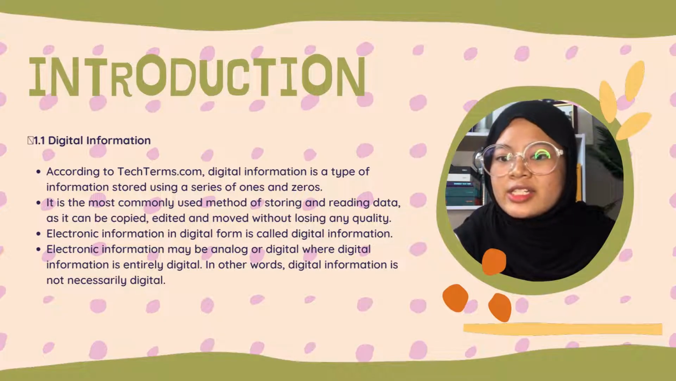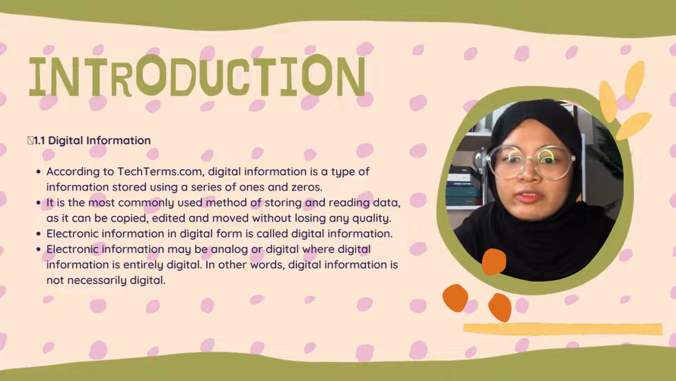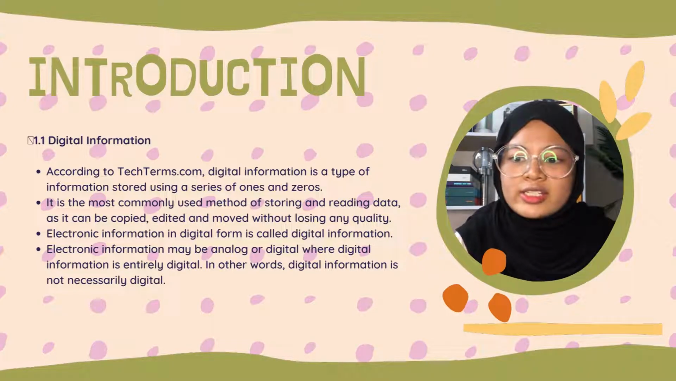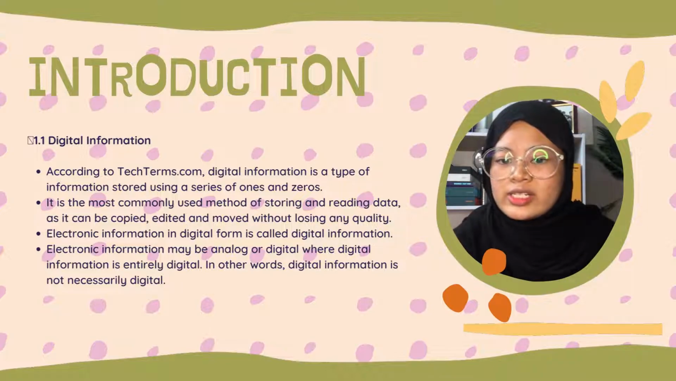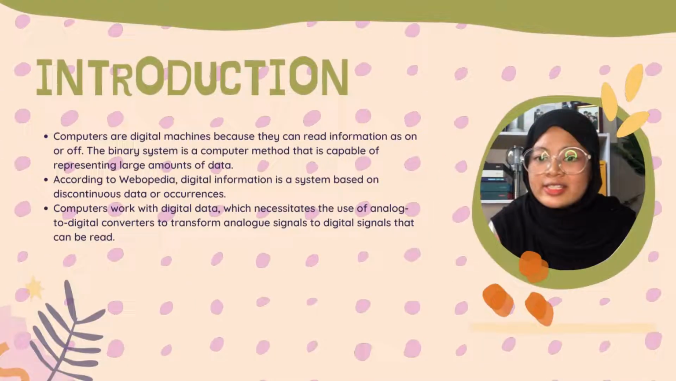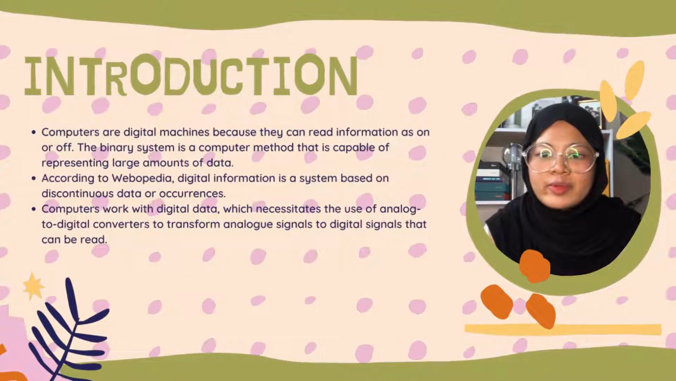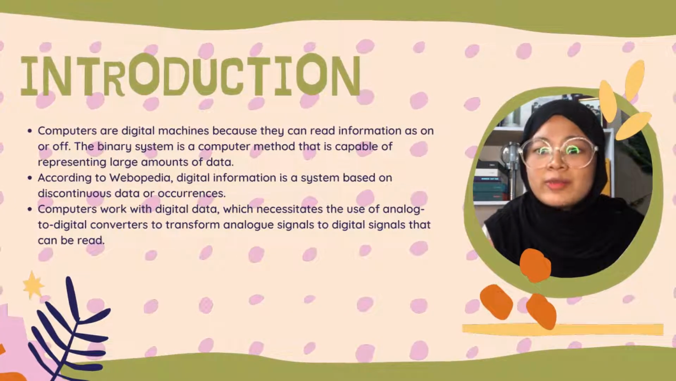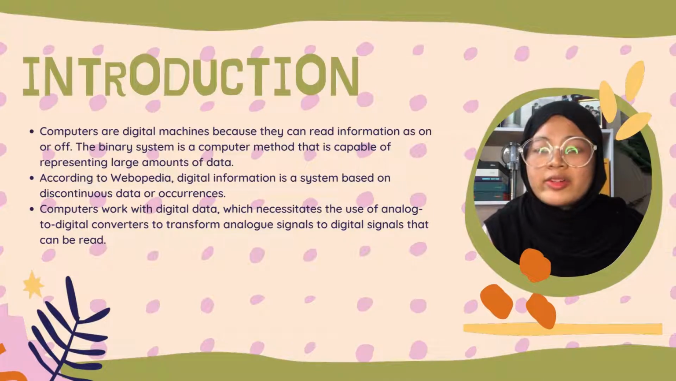Electronic information in digital form is called digital information. Electronic information may be analog or digital, where digital information is entirely digital. In other words, digital information is not necessarily digital. Computers are digital machines because they can read information as on or off. The binary system is a computer method that is capable of representing large amounts of data.